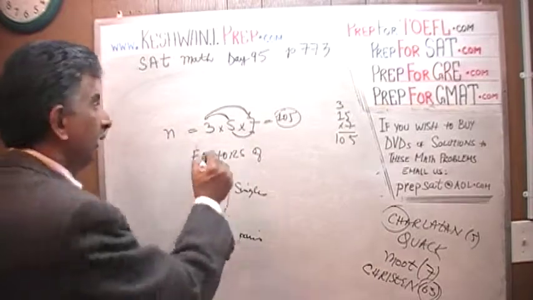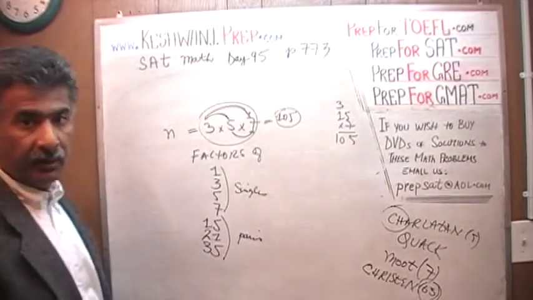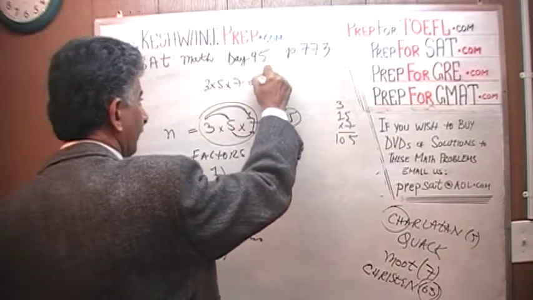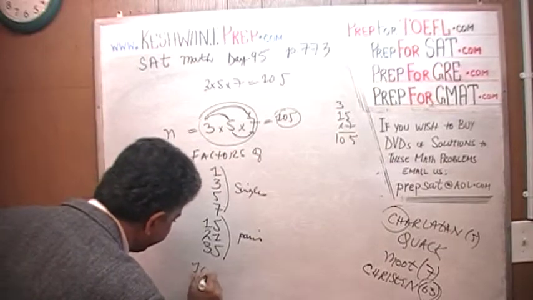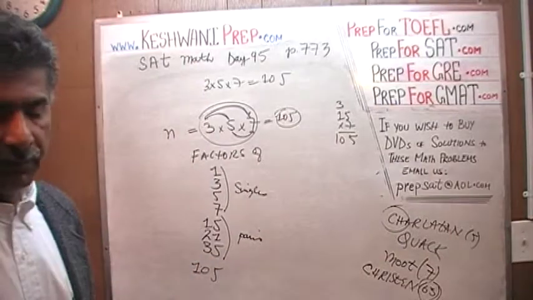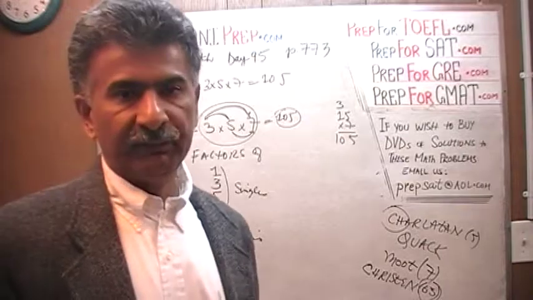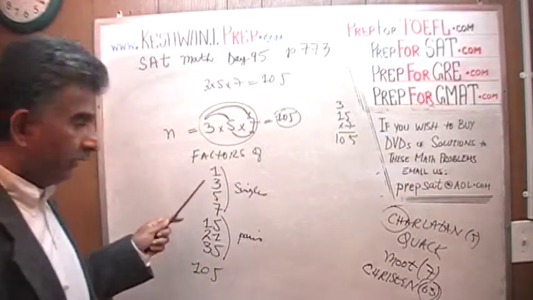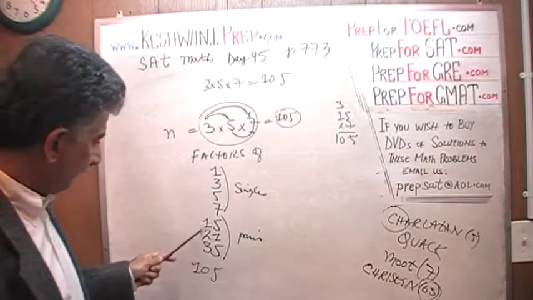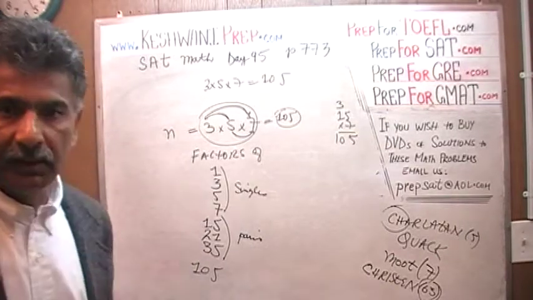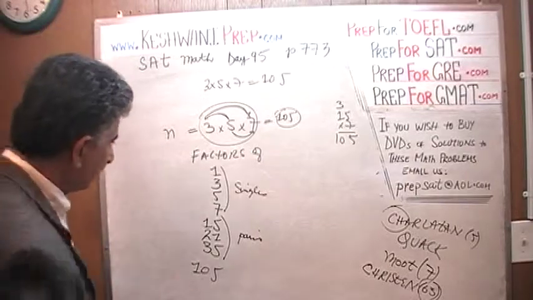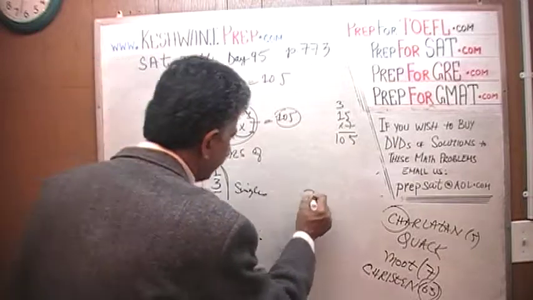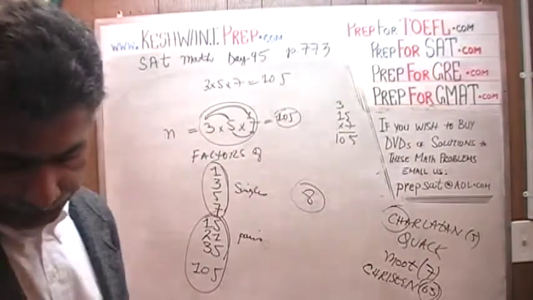The triplet would be the whole thing itself. 105, of course, can also be divided by 3 times 5 times 7, which is 105 itself. Voila, that's how many factors 105 has. 105 can be divided evenly into 1, 3, 5, 7, 15, 21, 35, and finally the number itself. How many are there? I see 4 over here, and I see 4 over here. The answer is 8. That's all.